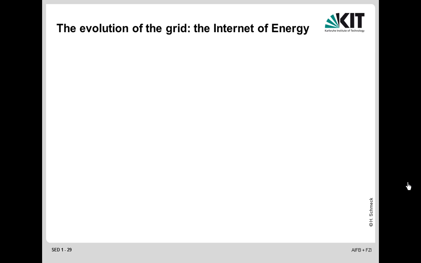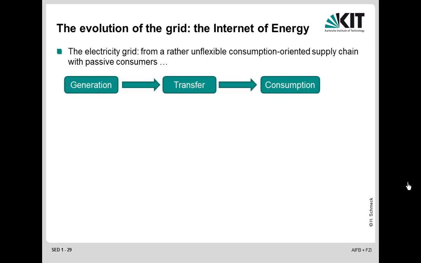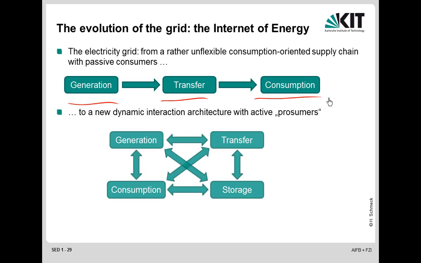Okay, so the evolution of the grid. People talk about the Internet of Energy. Now, why do they talk about the Internet of Energy? We have an Internet of Data. So, first of all, what do we have as the traditional grid? We have generation, we have transfer, we have consumption. Actually, we have transmission and distribution and consumption, as you know.